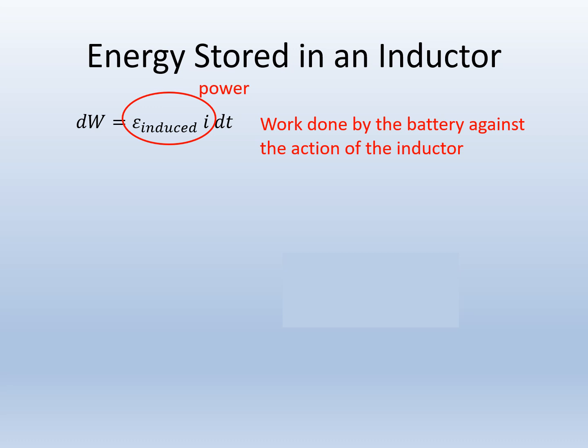So the work done by the battery during a time dt, while it is trying to pass a current I through the inductor, equals the induced EMF across the inductor times I times dt. This relationship came from energy equals power times time. So power is potential difference times I, that is the E induced times I term, and we are multiplying it by dt, the time for this process.